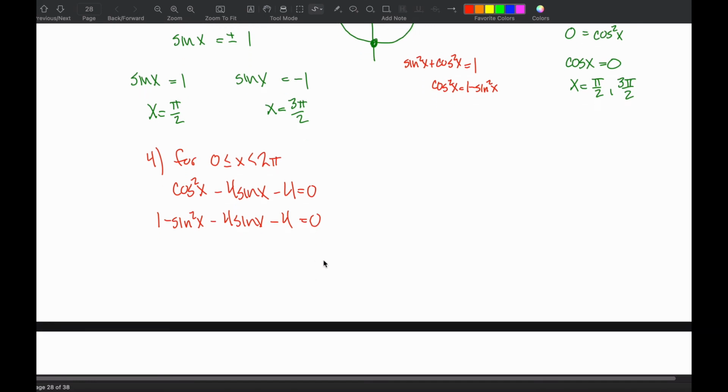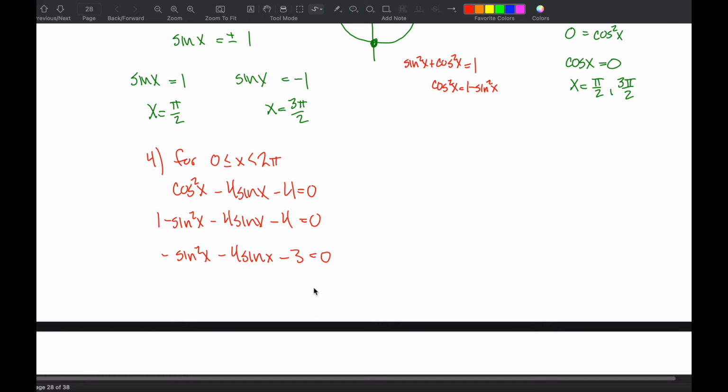When you stare at this, it might not look like a quadratic trinomial because you have this 1 and this negative 4 here, but you can always combine like terms and make this negative sine squared x minus 4 sine of x minus 3 equal to 0. The negative 4 and the positive 1 net out to negative 3.